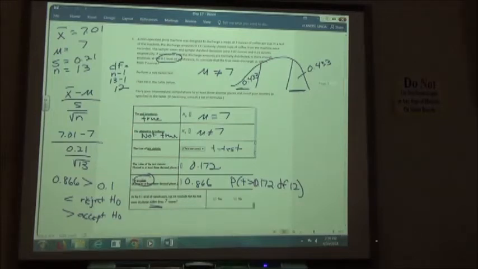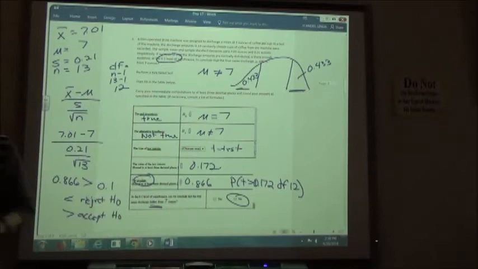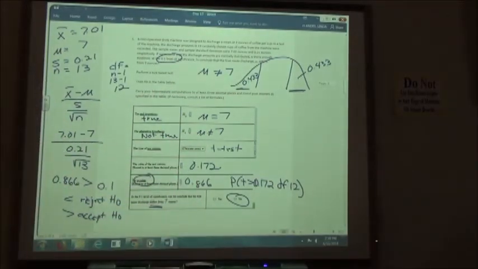Which one was our true statement? The true statement was that it equals 7 ounces, right? So we can't say that it differs, because it's equal to 7 ounces. No, we can't say that it differs. That one was not true, the differ one, right? That is not true. I know these are tricky.